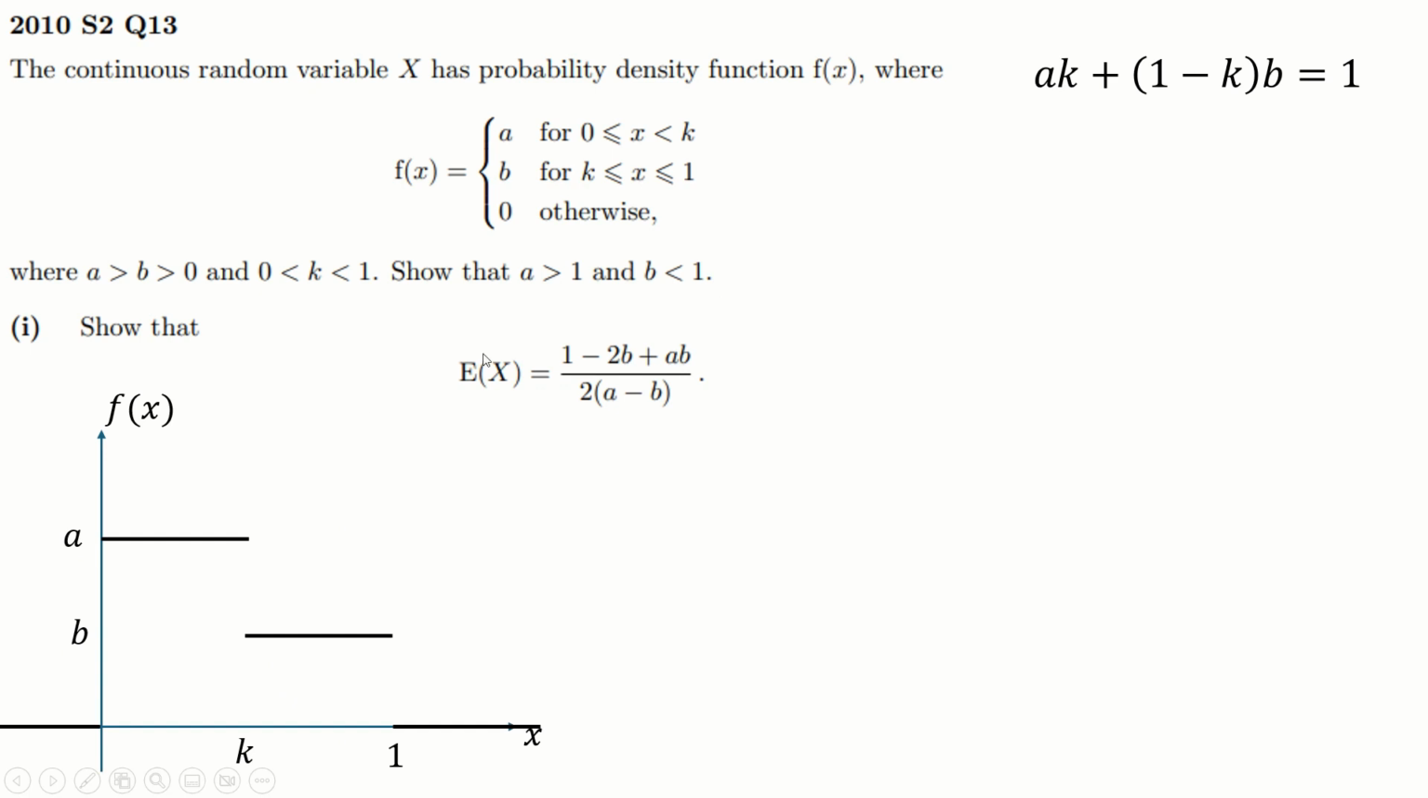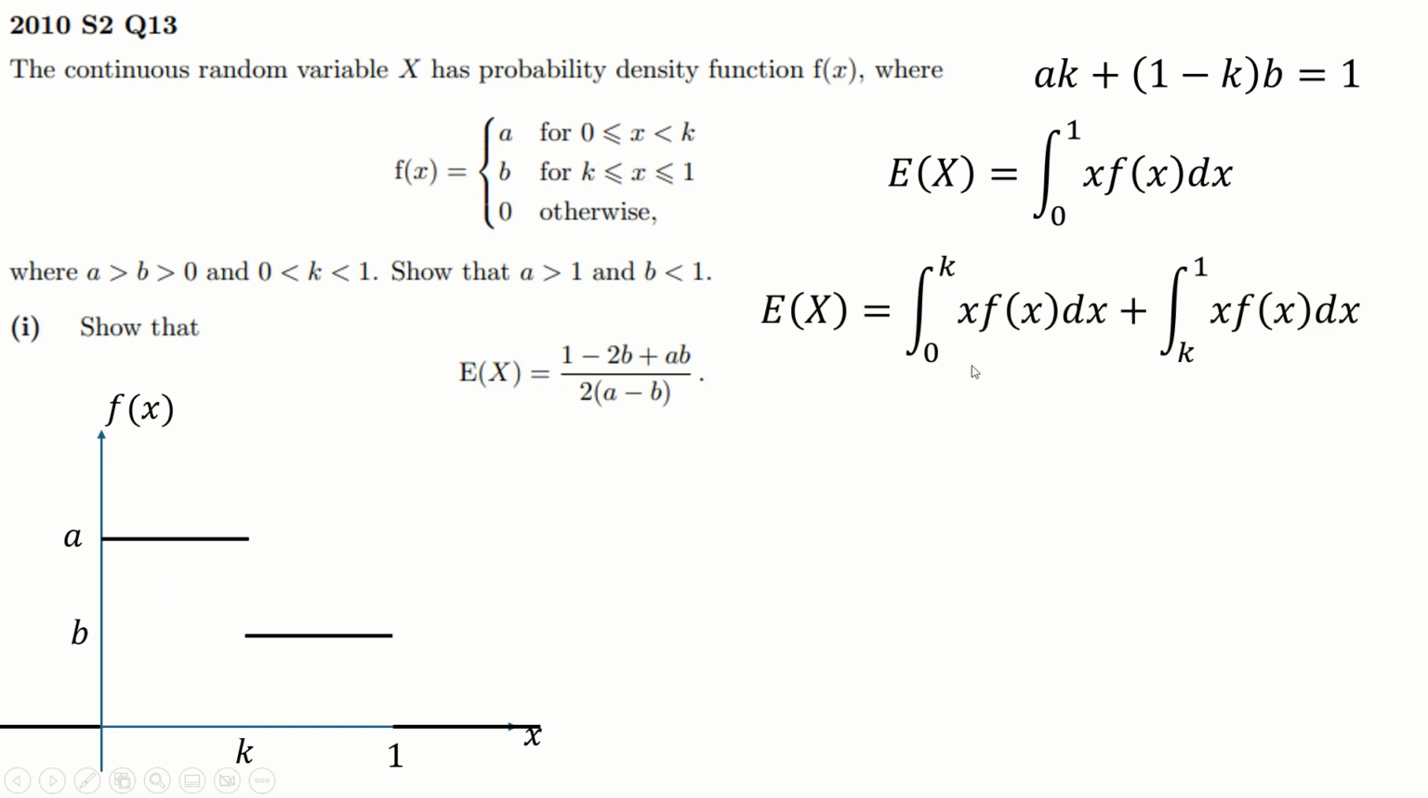Good. Show that the expected value is this. So the expected value is usually the integral of x times f(x). Now, it's difficult to integrate this, except it's not, but it also is. Because it's a piecewise function, we have to do this separately. But then we don't really have to integrate anything, really. So I'm going to do it from 0 to k as one function, because it's this function there, and then from k to 1, because it's this function there. Of course, because the functions are so simple, the integration is really simple as well.